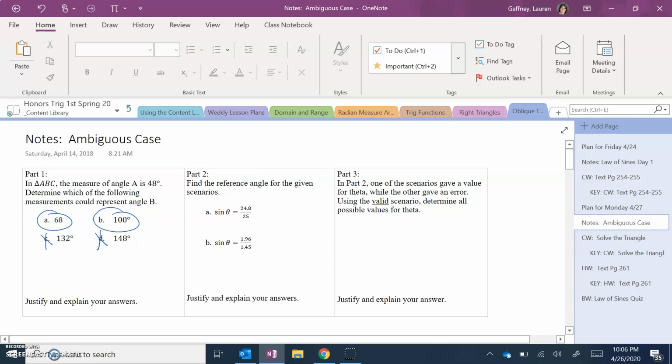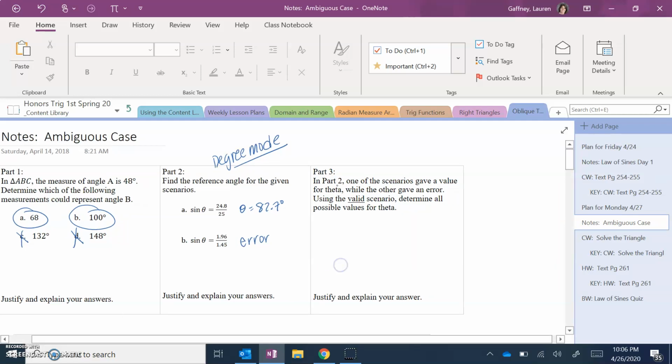Find the reference angle for the given scenarios. So I tell you sine theta equals 24.8 over 25, and then same thing here, sine theta equals these two values. I want you to take a minute and pause, grab your calculator, and see what you think. Make sure your calculator is in degree mode. Hopefully, when you did sine inverse of this, you got that theta is 82.7 degrees. If you did, fabulous. Hopefully, when you did this one, you got an error. And we'll talk about more of that as we go through here.